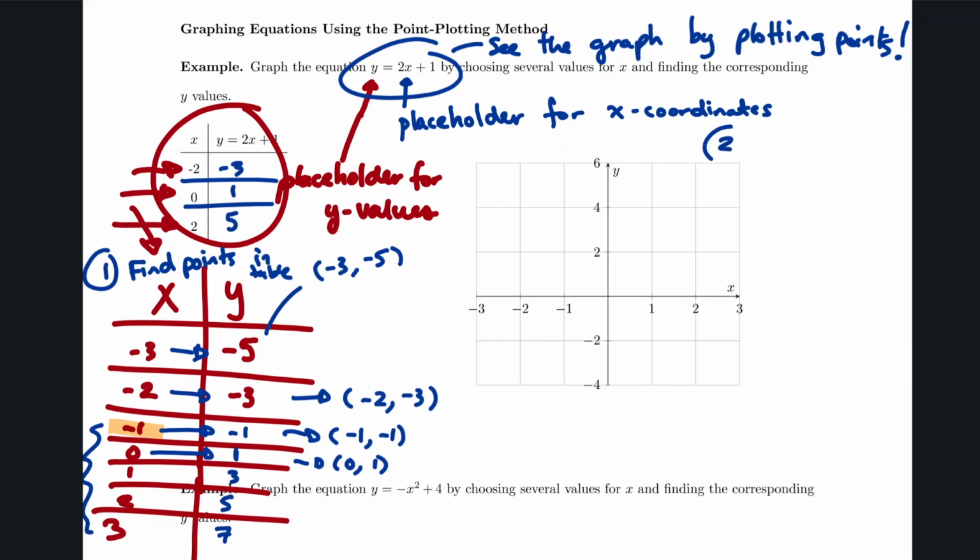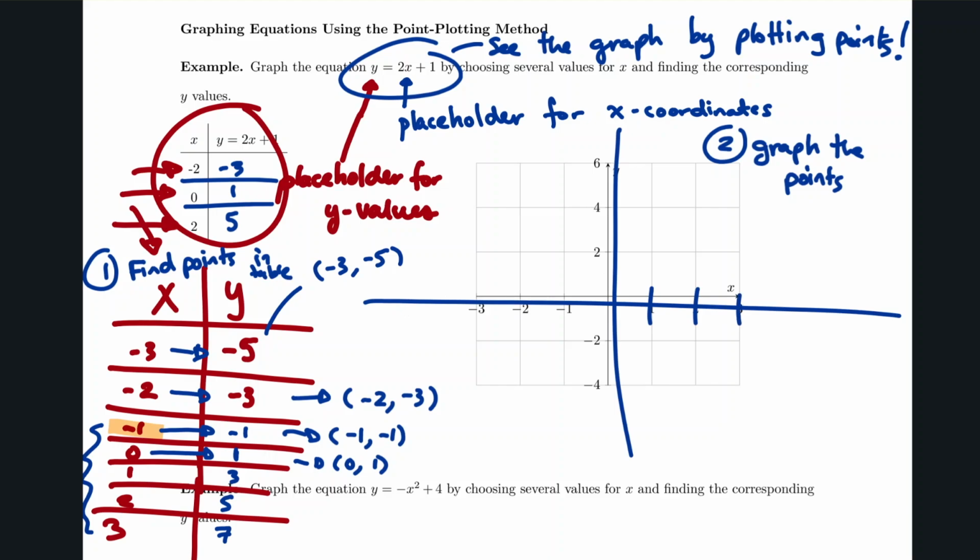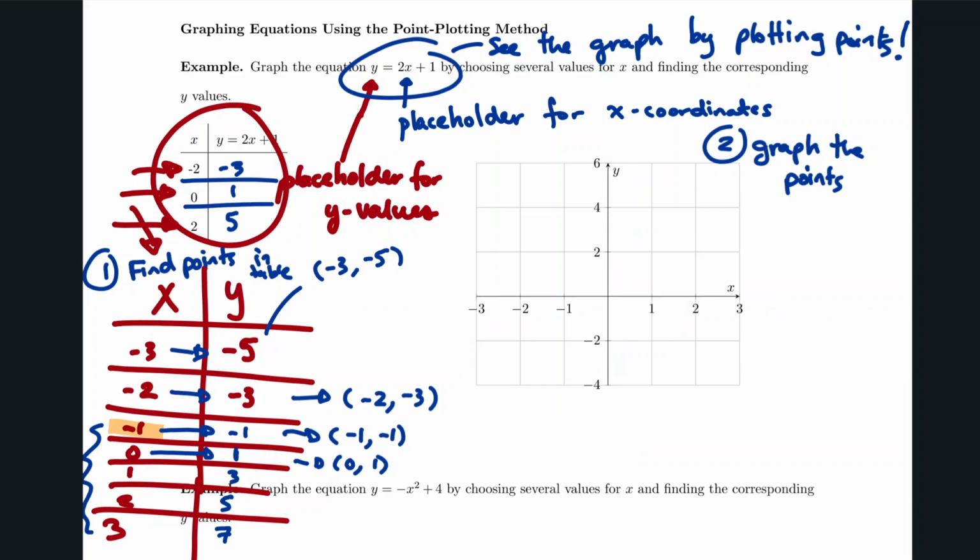And then step 2, I'm going to graph the points on a coordinate plane. So I've got my coordinate plane drawn here. Again, if you didn't have this on your paper, you'd draw a vertical line, a horizontal line, and then you'd start making even tick marks across the x-axis, even tick marks across the y-axis, and drawing from there. So here I've got my graph.